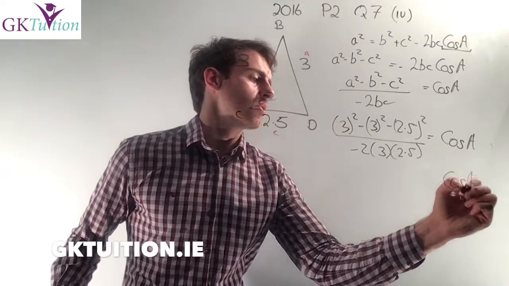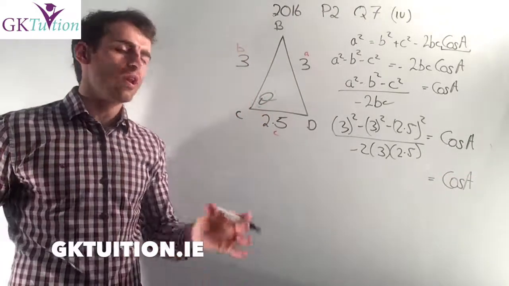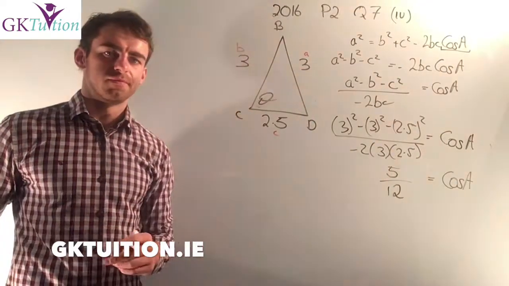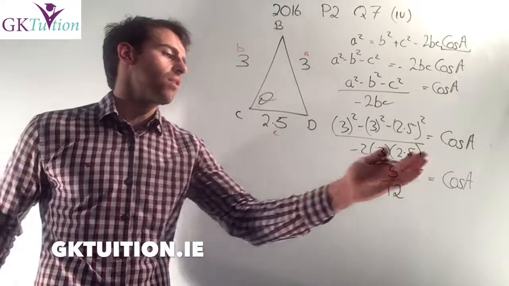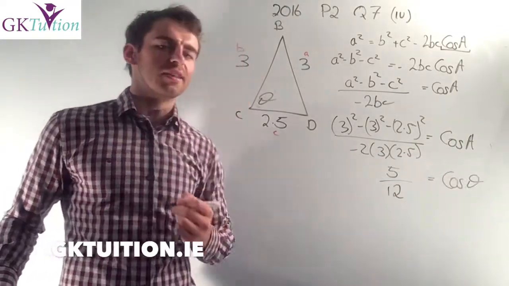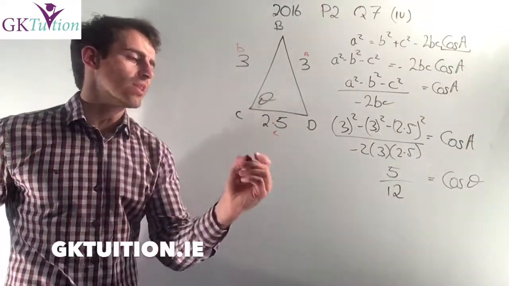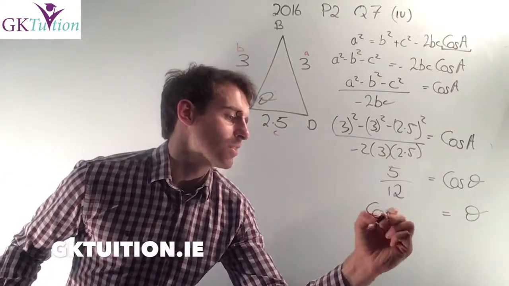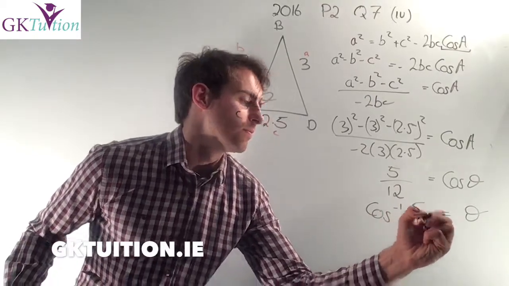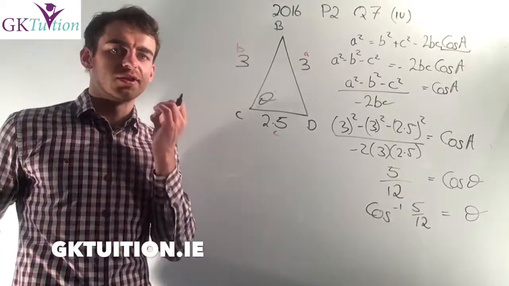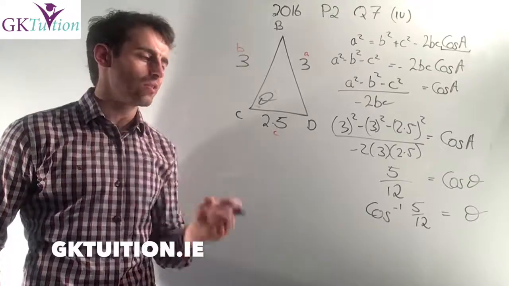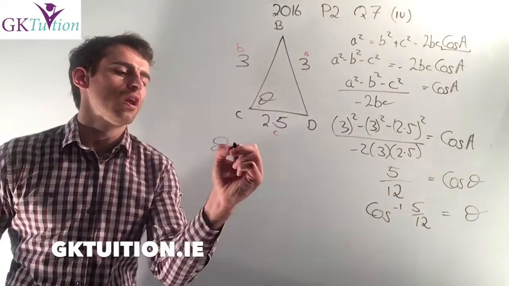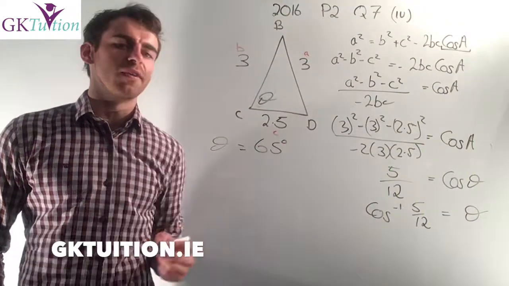And again, they're all numbers, so I can just plug them all straight into my calculator. If I plug it all into my calculator, I get cos of A is equal to 5 over 12. Sorry, that should be a theta. The cos of theta is equal to 5 over 12. And if I want to get theta on its own, I just want to bring cos to the other side. So it becomes cos inverse of 5 over 12. And just make sure your calculator is in degrees, because it asked me for my answer to the nearest degree. If you plug in cos inverse 5 over 12 into your calculator, you'll work out that theta is 65 degrees.